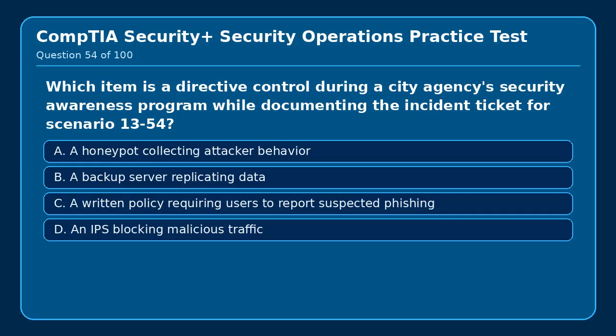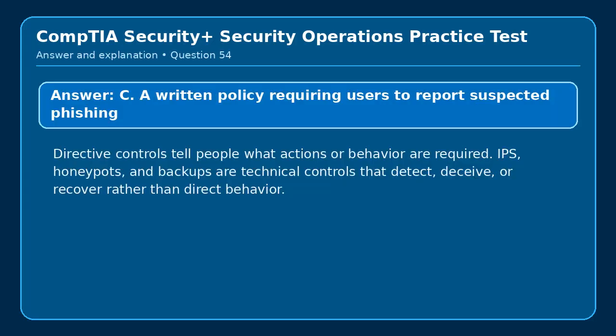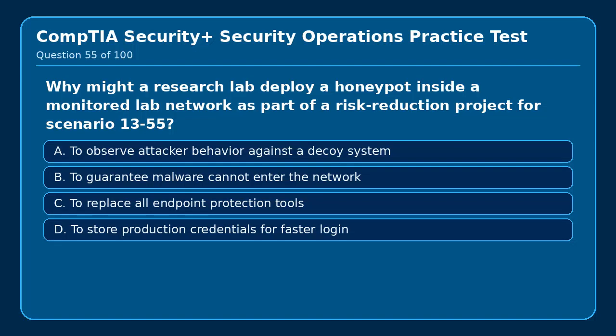Question 56. Before changing firewall rules for an insurance firm's wireless network, which change management item is most important before the production rollout for scenario 13 to 56? A. An informal chat message with no ticket. B. A password reset for every employee. C. Documented approval, testing plan, rollback plan, and implementation window. D. Immediate production changes without review.